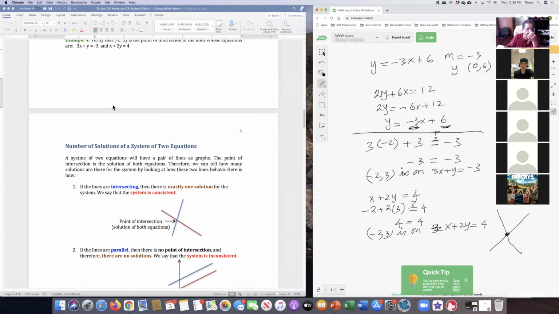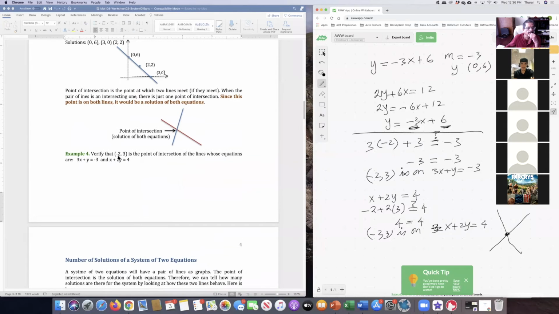This point of intersection, let's go back to this. The point of intersection (-2, 3). (-2, 3) is the point of intersection, which means (-2, 3) is a point on this graph as well as on this graph. So the point that belongs to both lines is the point of intersection. So to find that point, the point is actually the solution of both equations. So is there any way we can find the solution of both equations? If we can find it, then we can find the point of intersection.